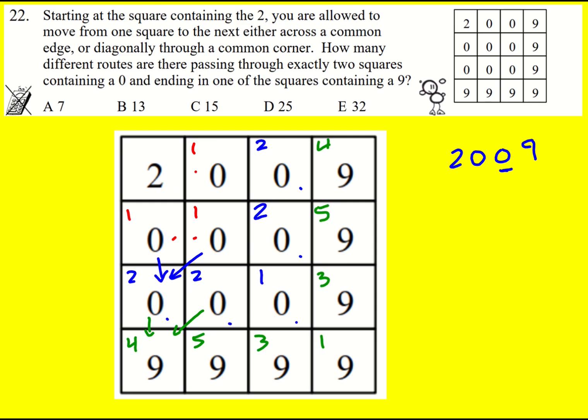So really nice way of doing this question. We just have to add them together now. We're going to get 9 plus 3 is 12, double it to give 24, add 1 gives 25. Neat.